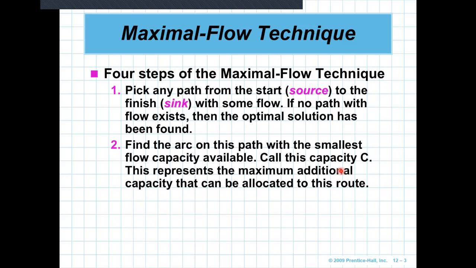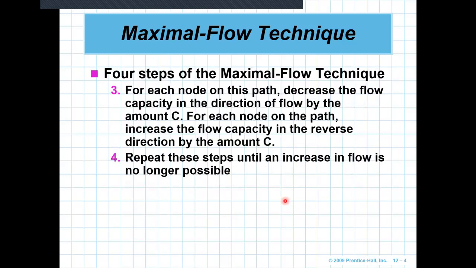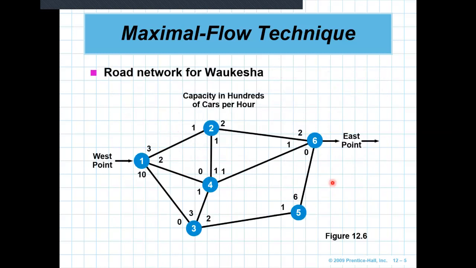We call that number C. That represents the maximum additional capacity. The third step is to decrease the flow capacity in that direction by the amount of C, and for the reverse direction, increase it by the amount of C. Repeat these steps until an increase in flow is no longer possible. Let's see the case. So this is the case.